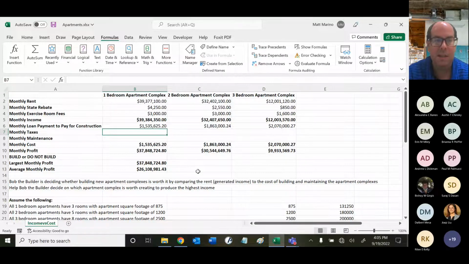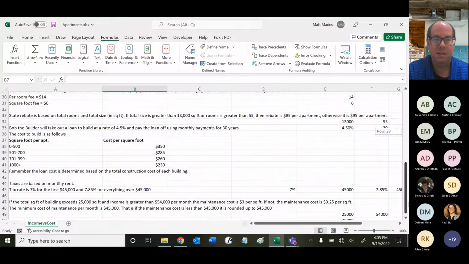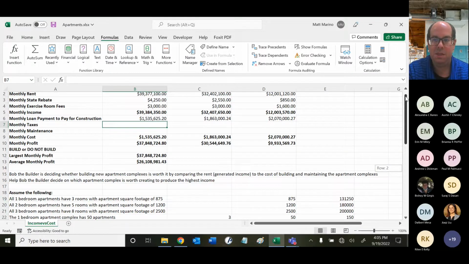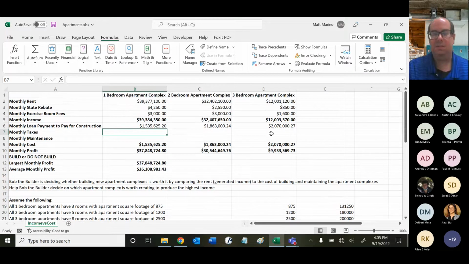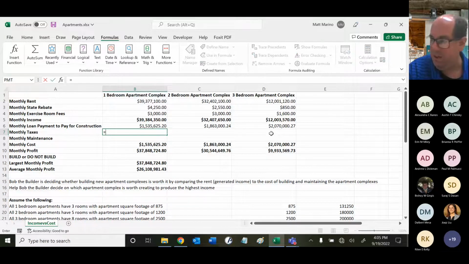All right, monthly taxes formula. Again, we're basing all this on the assumptions below that I didn't want to bore you guys with because it's probably the longest class we've had so far.